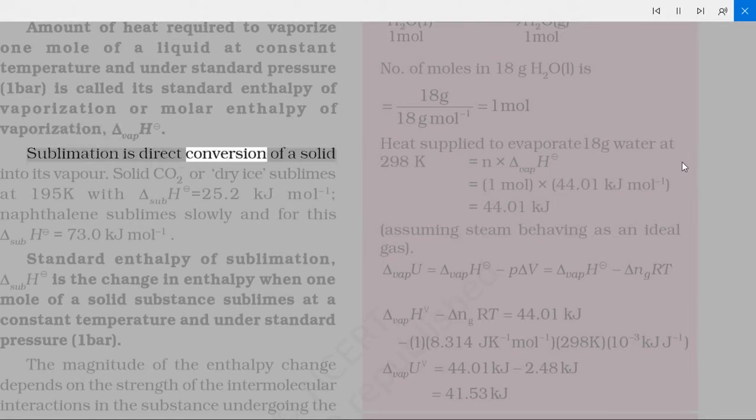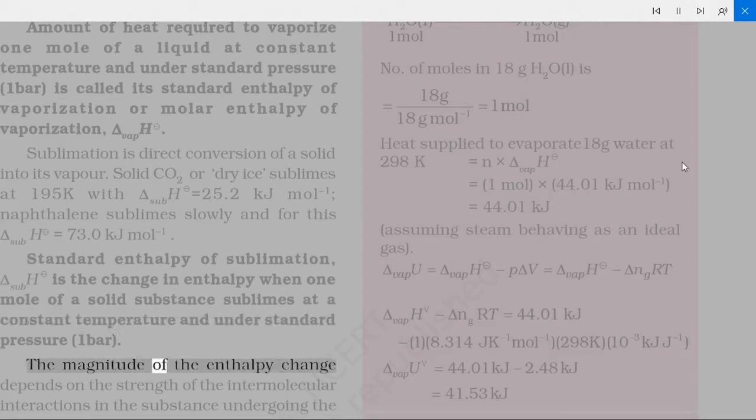Sublimation is direct conversion of a solid into its vapor. Solid CO2 or dry ice sublimes at 195 K with ΔsubH⊖ = 25.2 kJ mol⁻¹. Naphthalene sublimes slowly and for this ΔsubH⊖ = 73.0 kJ mol⁻¹. Standard enthalpy of sublimation, ΔsubH⊖, is the change in enthalpy when 1 mole of a solid substance sublimes at a constant temperature and under standard pressure, 1 bar.